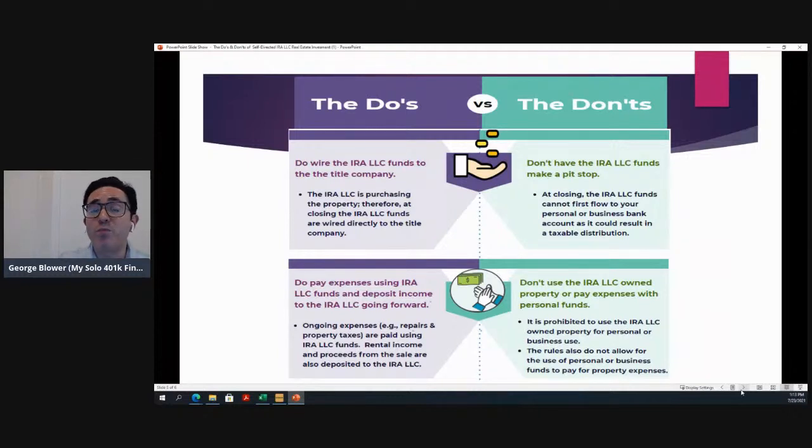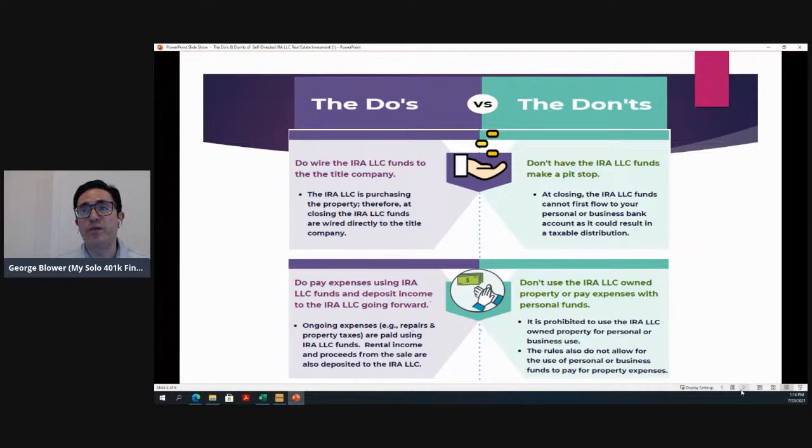Moreover, once the property is owned by the LLC that's owned by your IRA, it is prohibited to use the IRA LLC owned property for personal or business use. If it's a rental property and it's not being rented out and you have out-of-town guests, you can't just have them stay at that property if it's near where you live. You also can't use it for business use, like if it's not being used and you want to host a party for your clients there.